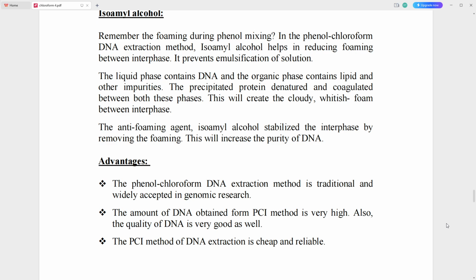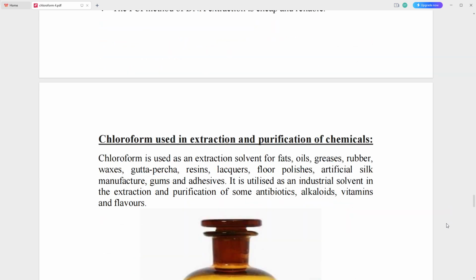Advantages. The phenol-chloroform DNA extraction method is traditional and widely accepted in genomic research. The amount of DNA obtained from the PCI method is very high. Also, the quality of DNA is very good as well. The PCI method of DNA extraction is cheap and reliable.